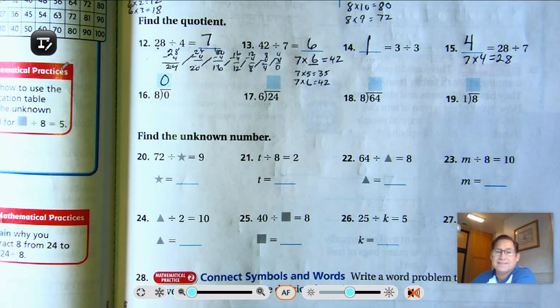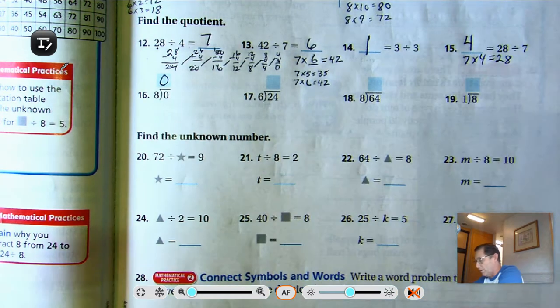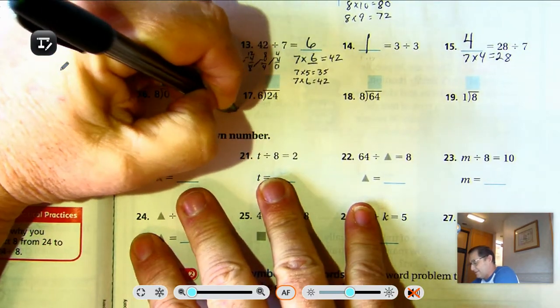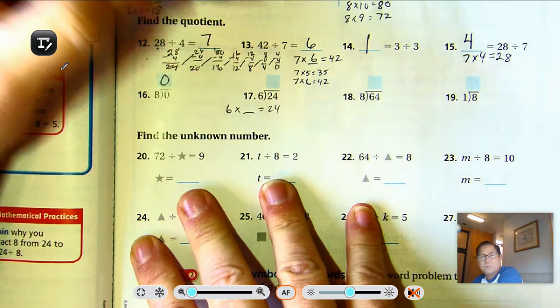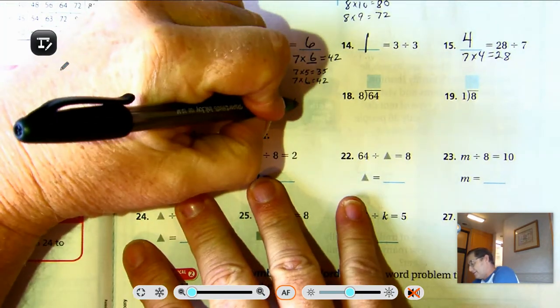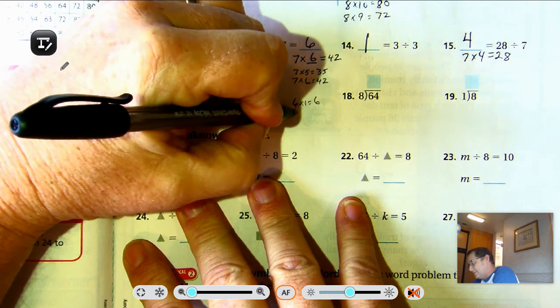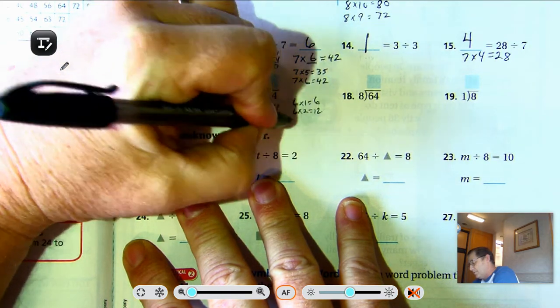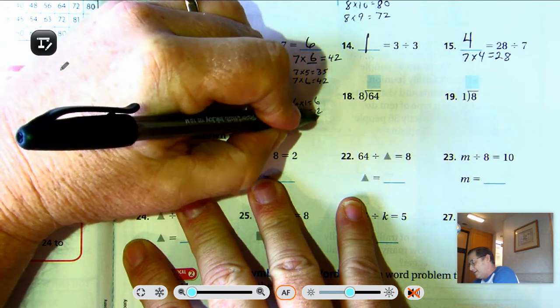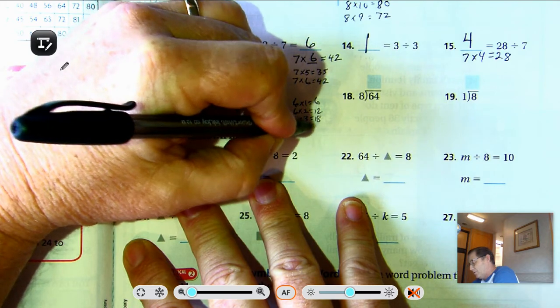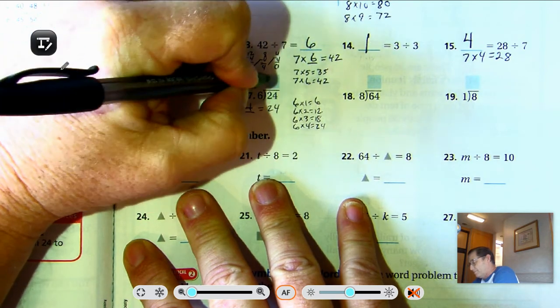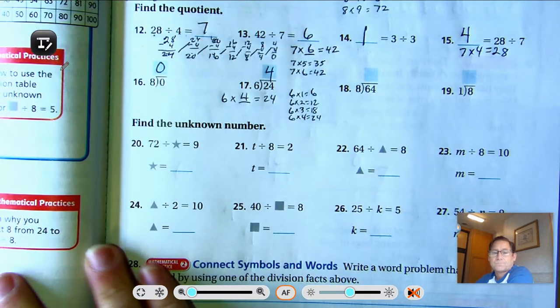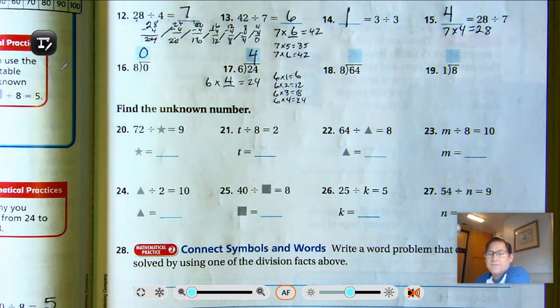24 divided by 6. Well, that's again saying the same thing as 6 times what? 6 times what is 24? 6 times 1 is 6. 6 times 2 is 12. 6 times 3 is 18. 6 times 4 is 24. 64 divided by 8.